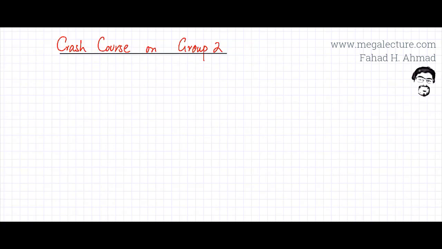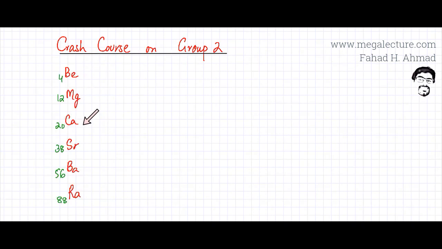The following lecture is going to be a quick, short and precise crash course on Group 2 elements. So here are all the Group 2 elements: beryllium, magnesium, calcium, strontium, barium and radium.